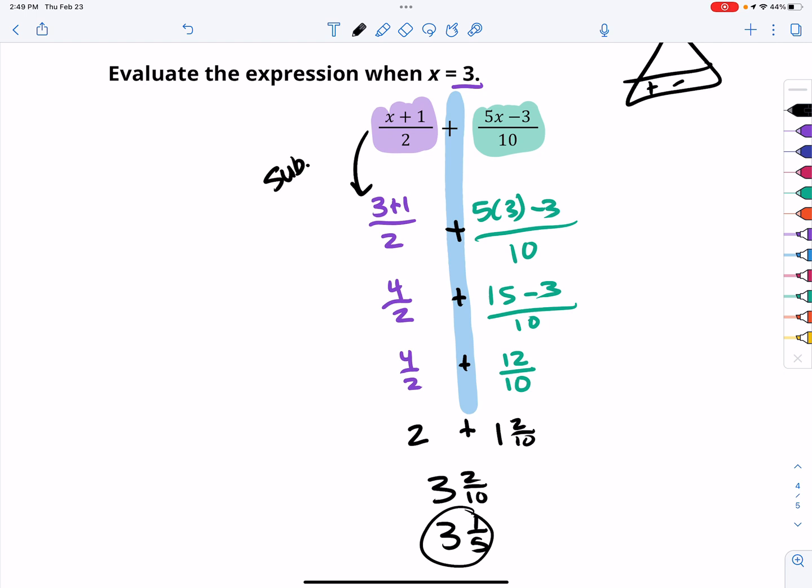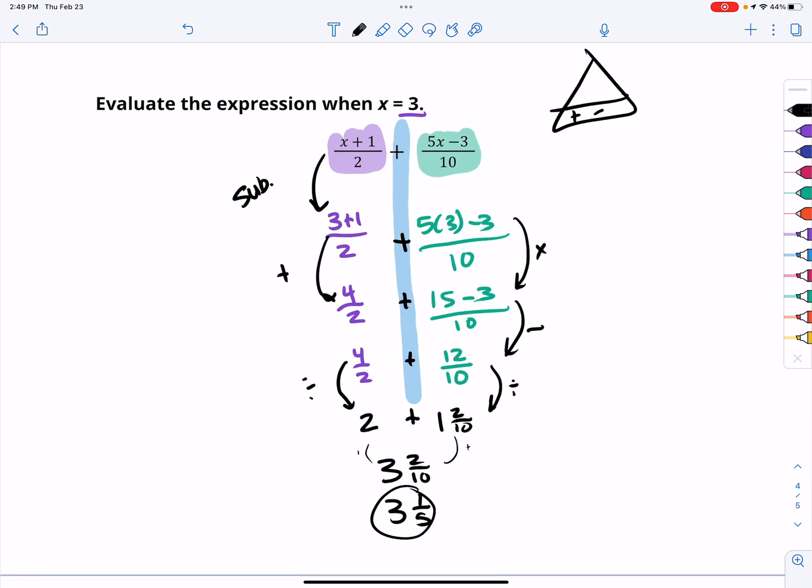So to quick check our steps, on this side we had to multiply, on this side we had to add. This side we had to do some subtraction, and then we did some division. And then here we did some division before we were able to finally add at the end. So we've followed our order of operations, and we have correctly and accurately evaluated these.